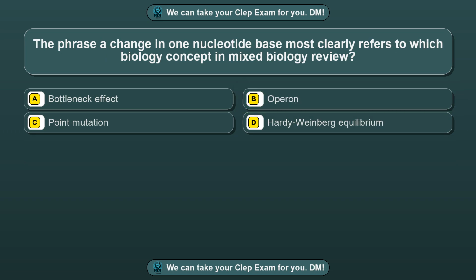Question 15. The phrase a change in one nucleotide base most clearly refers to which biology concept in mixed biology review? Option A, bottleneck effect. Option B, operon. Option C, point mutation. Option D, Hardy-Weinberg equilibrium. The correct answer is option C, point mutation.